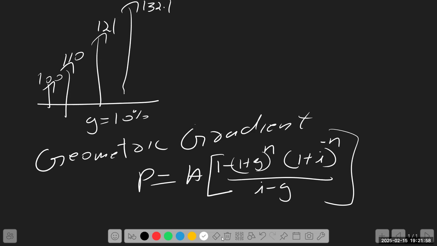The geometric gradient will not be available, I believe. Okay, thank you.